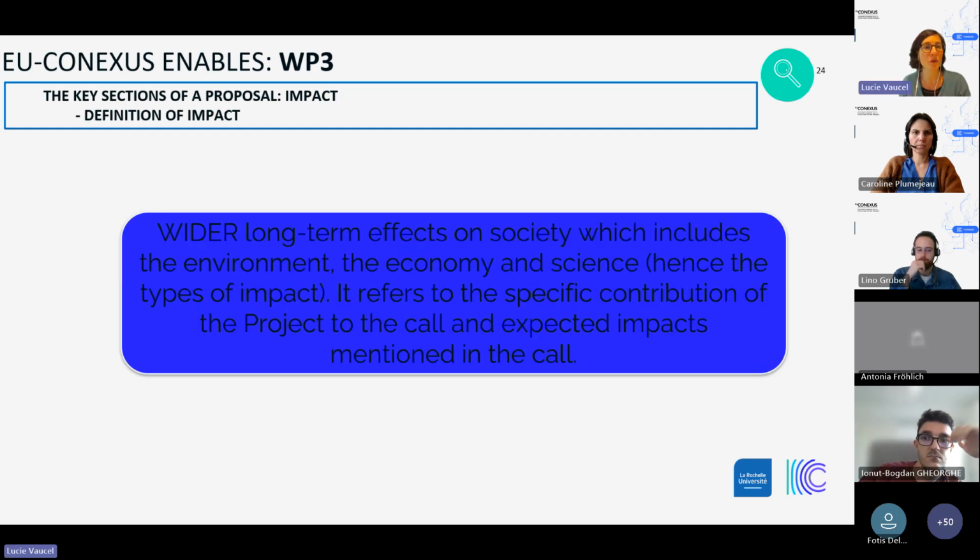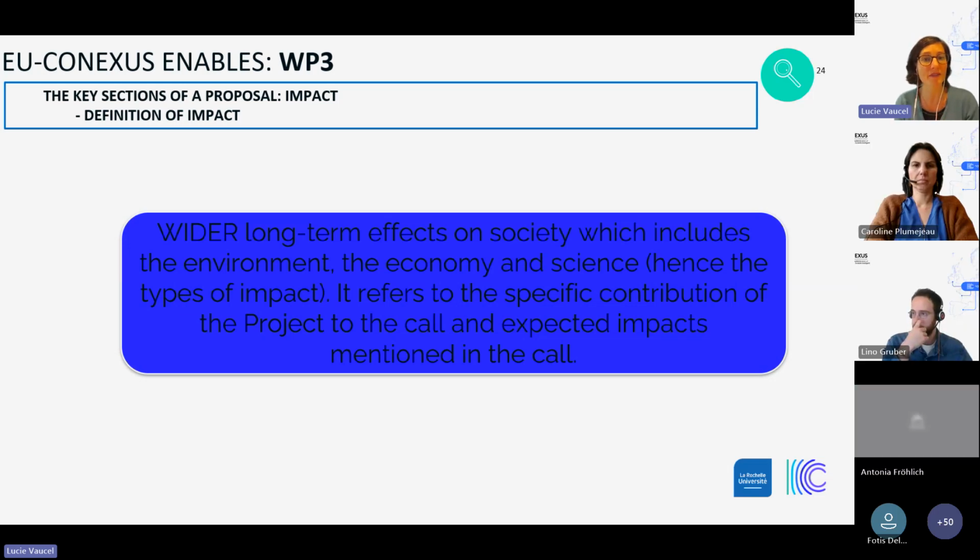And the last keyword is impact. Impact comes after output, results and outcome. It's the wider long-term effects on society, which includes the environment, the economy, the science, hence the types of impact we talked about previously: environmental, societal, scientific impacts, economic impact. Impact refers to the specific contribution of the project to the call and expected impacts mentioned in the call.